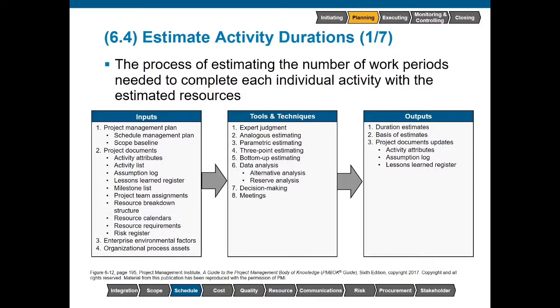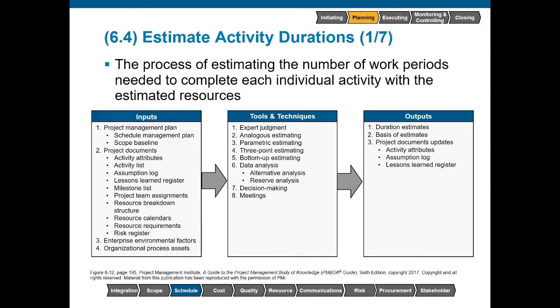Estimate activity durations. This is a process of estimating the number of work periods needed to complete each individual activity with the estimated resources. So, the length of a work period is something that is typically defined as part of your schedule management plan when we discuss the different units of measure that we'll be using. The number of estimated resources we have will have an impact on how much an activity will cost to complete and also on the activity's duration.